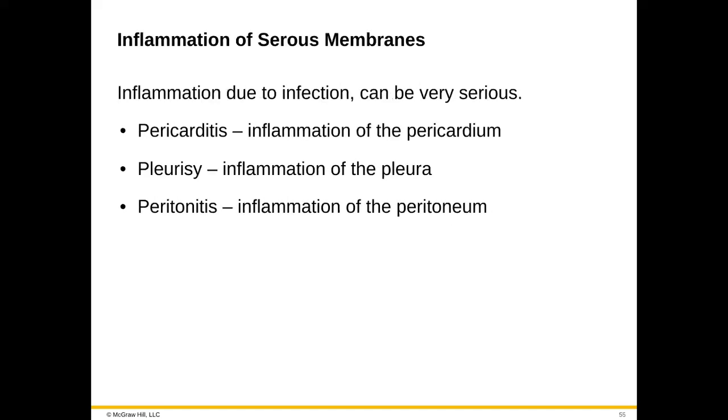So, inflammation of serous membranes: you've probably heard of some of these issues before. It's very common to have inflammation due to some form of infection or trauma within these different serous membranes. If you have pericarditis, that is inflammation of the pericardium. If you have pleurisy, that's inflammation of the pleura. If you have peritonitis, that's inflammation of the peritoneum within the abdomen.